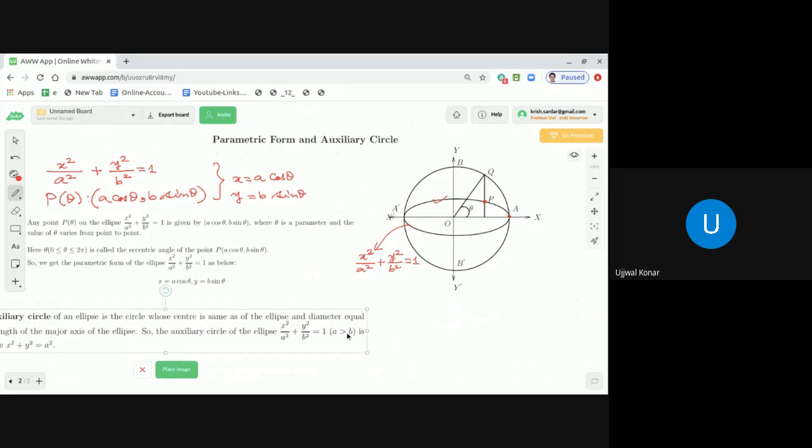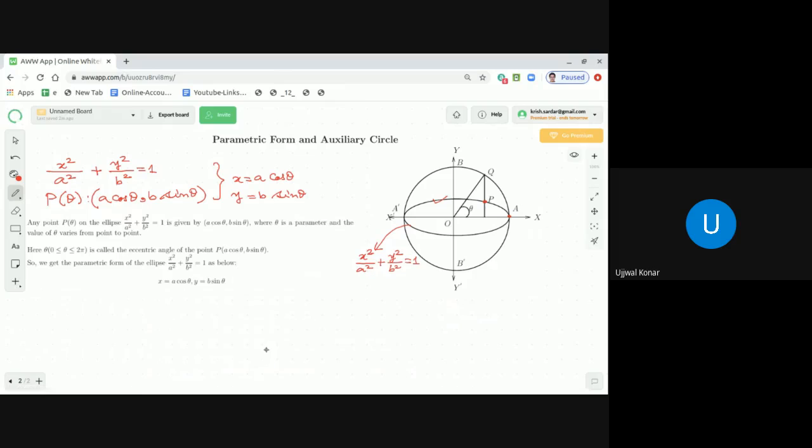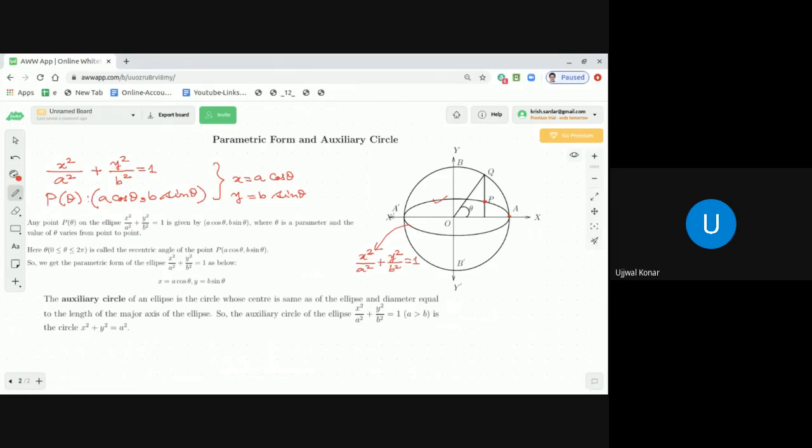The auxiliary circle of an ellipse is a circle whose center is the same as that of the ellipse, and whose diameter is equal to the length of the major axis. What is the length of the major axis of an ellipse, dear students? If you remember, the length of the major axis is 2a. But how do we know that 2a is the major axis? Because in the equation of the ellipse, we are considering that a is greater than b. As length of the major axis is 2a, that becomes the diameter of the corresponding auxiliary circle.